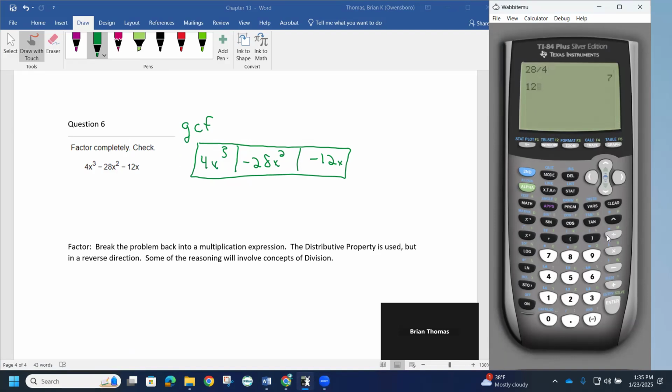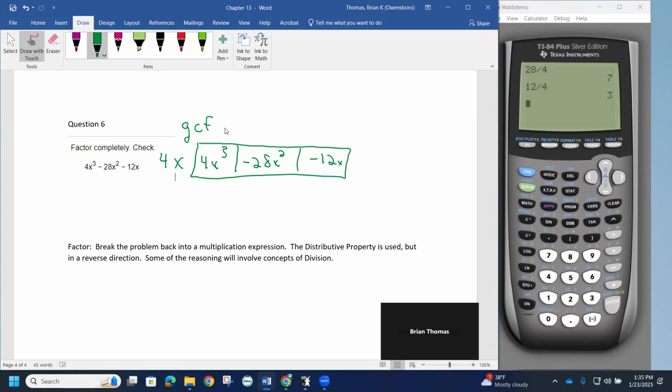12 divided by 4 would be 3. So notice that 4 is in common with all three terms. So I'm going to factor out a 4. And then if we look at the x's, this has 3 x's, this has 2 x's, this has 1 x. So it looks like the most x's they have in common would be 1 x. So that's going to be my first factor, the 4x. Now up here, I'm going to write my second factor.